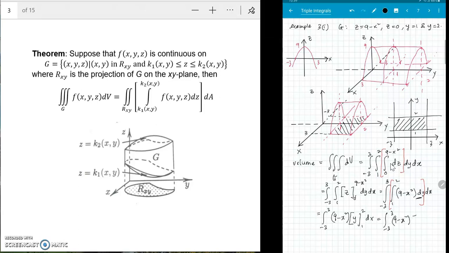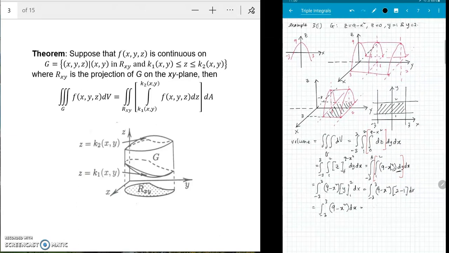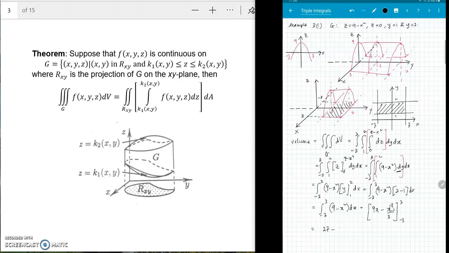The last integration is with respect to x. Integrate 9, we get 9x. Integrate x squared, we get x cubed over 3. Now replace x with the upper and lower limits. With the upper limit 3, we get 9 times 3, which is 27, minus 3 cubed over 3, which is 9. Minus the lower limit: replacing x with -3, we get -27, and here we have plus 9. Simplifying, 27 plus 27 is 54, minus 18, then you get 36. So the volume of the solid is 36.